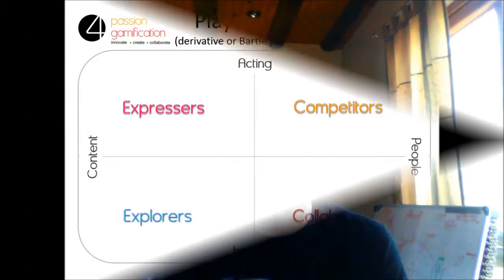Now, on the players' tools page where you are, we have given you a few models. The first one is a derivative of Professor Richard Bartle's player types, and the derivative is by a lady called Amy Jo Kim. On her y-axis, you have acting and interacting. On the x-axis, you have content and people. So players who act on people are known as competitors. Points, badges, leaderboards, very, very important for them.